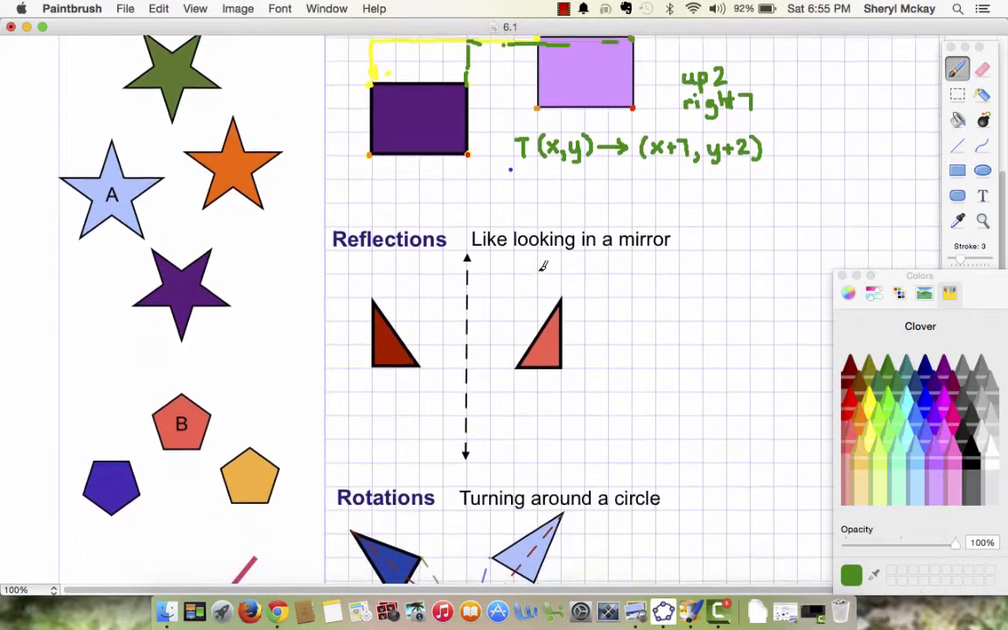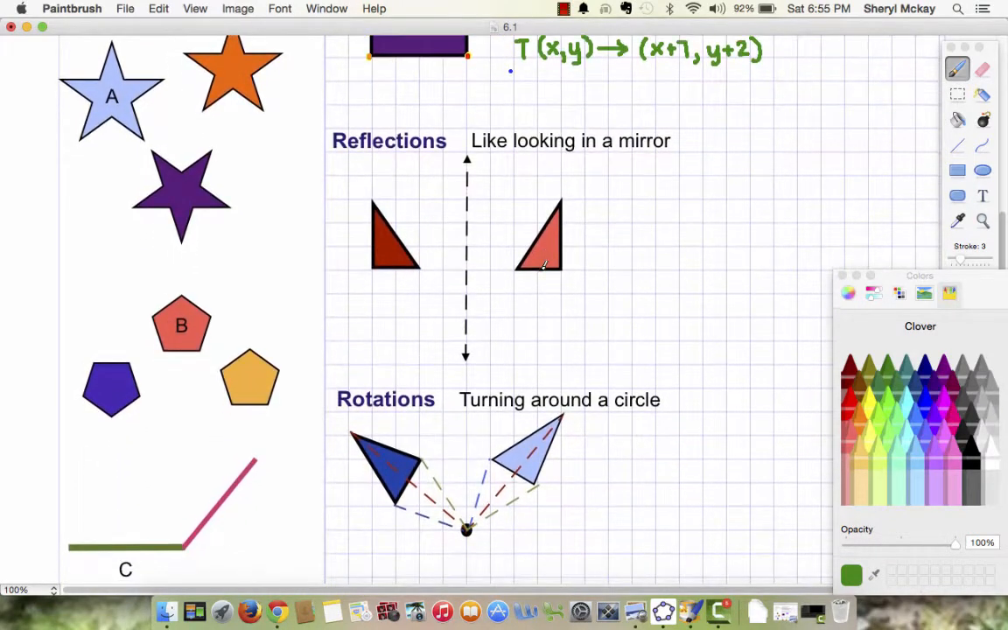Next one is called reflections. Now a reflection is like looking in a mirror. It's reflected over a line. So imagine this dotted line right here being our mirror.